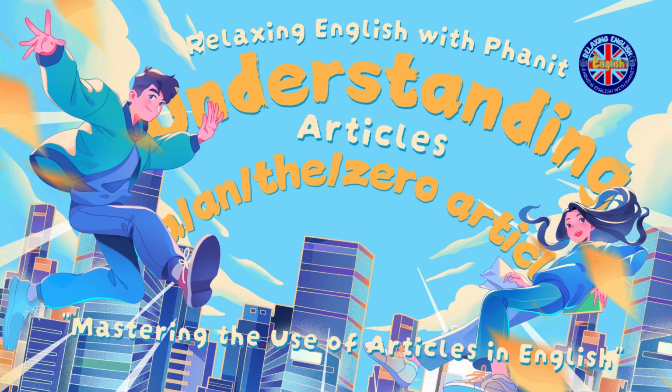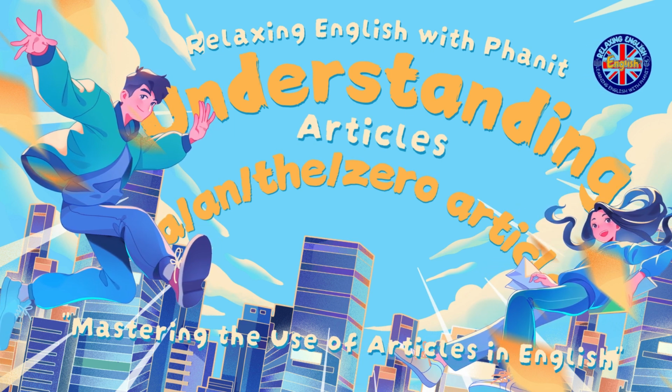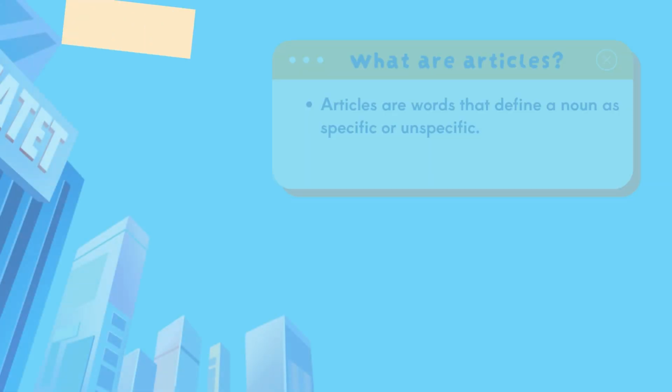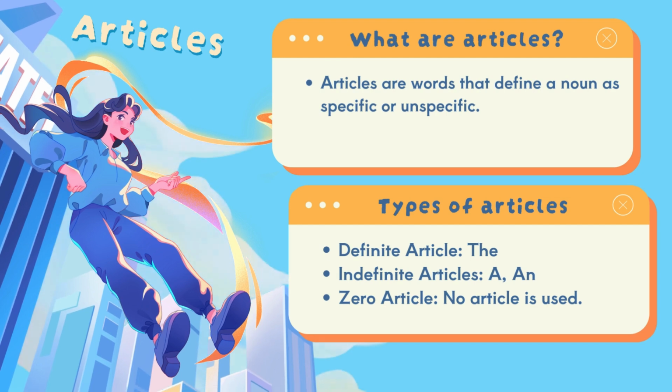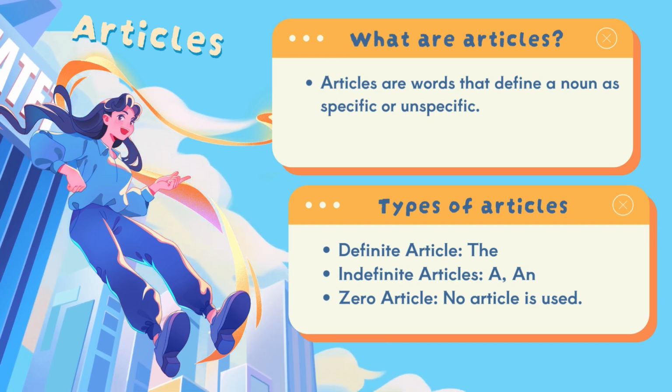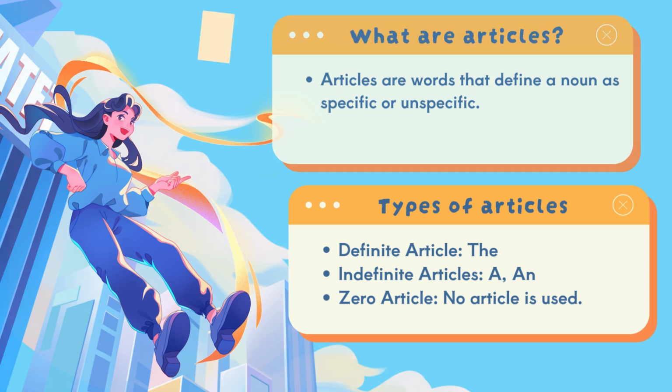Today, we will focus on understanding articles: a, an, the, and zero article. In this session, we'll explore how to use articles correctly in English, followed by exercises and an answer key to test your understanding. Let's get started. Articles are small but powerful words that define whether a noun is specific or unspecific. There are three types of articles in English: the definite article the, the indefinite articles a and an, and the zero article, which means no article is used. Let's break these down one by one.